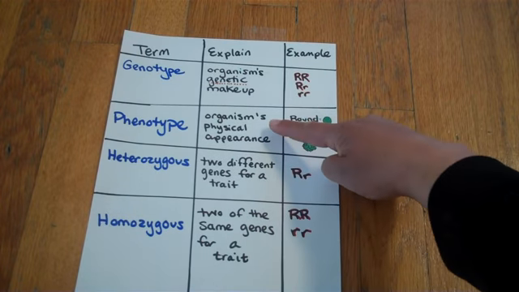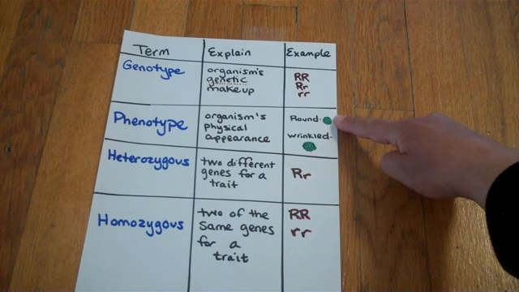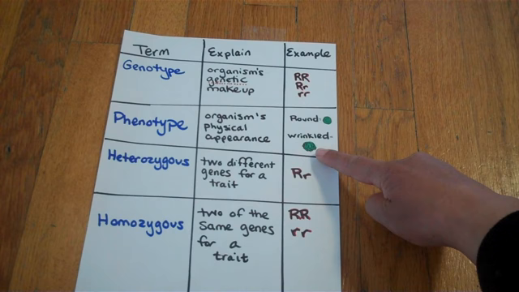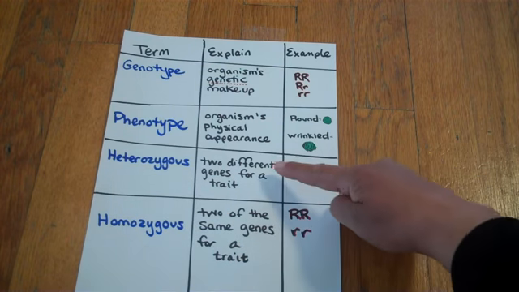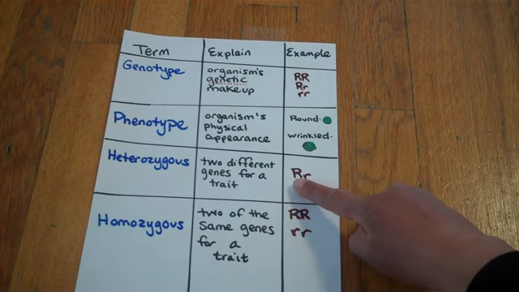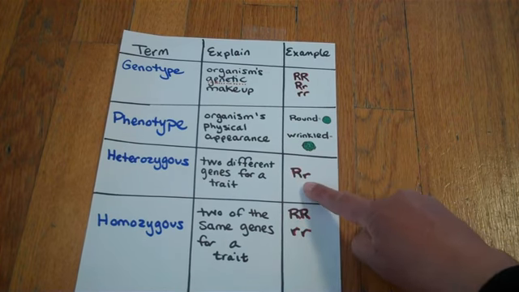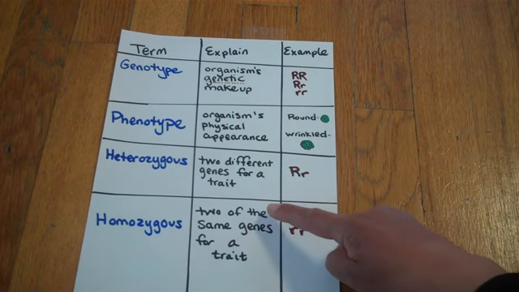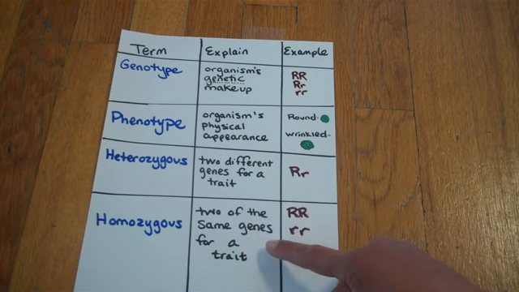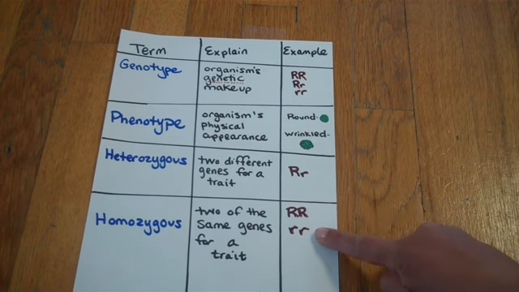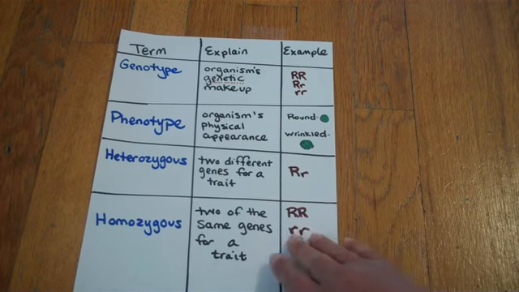Phenotype is an organism's physical appearance. So we have round, and that's how it physically would look, or wrinkled, and I drew a wrinkly looking seed. Heterozygous are 2 different genes for a trait. So this is an example of that, where there's a dominant with a recessive. A dominant and recessive are 2 different types of genes. That's heterozygous. Homozygous are when the 2 of the same genes are for a trait. Here are 2 dominants, that's the 2 same genes, or 2 recessives. Those are the 2 of the same genes.